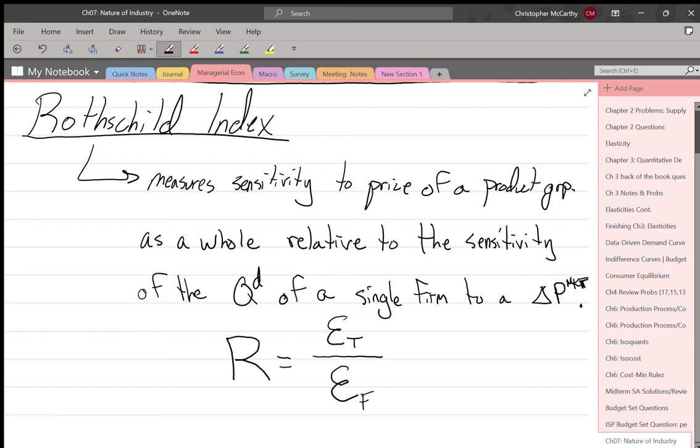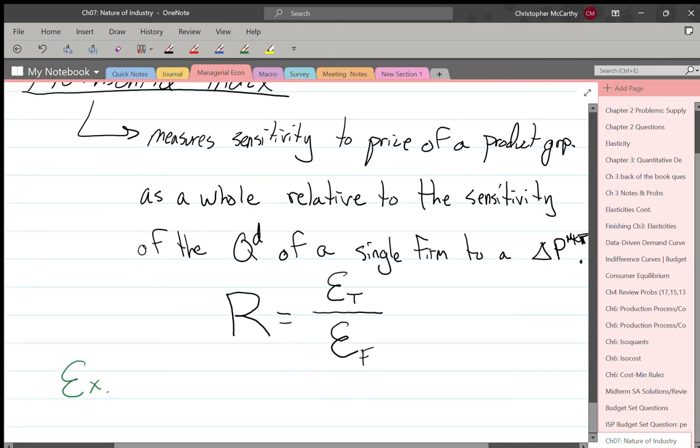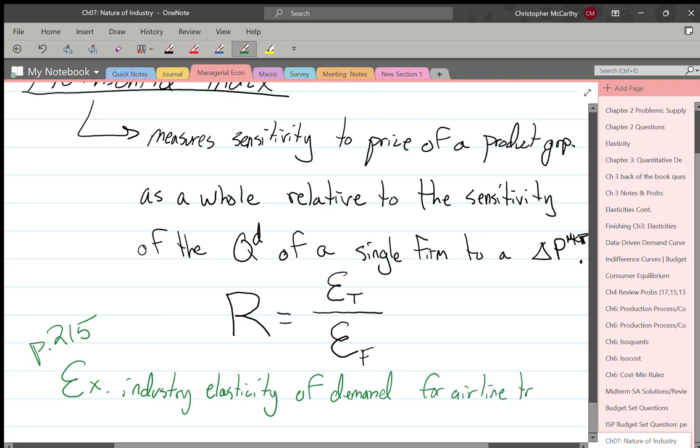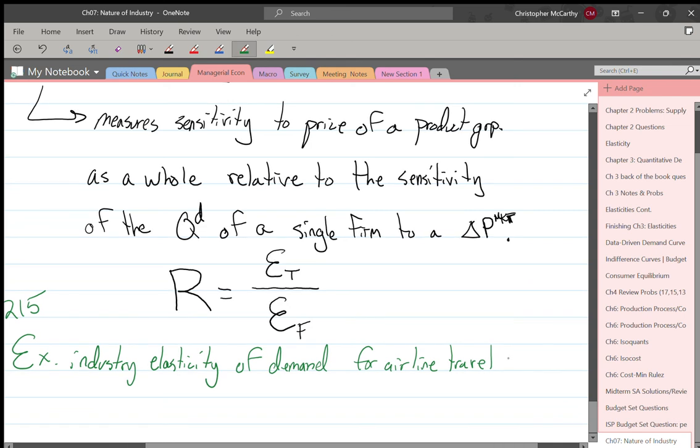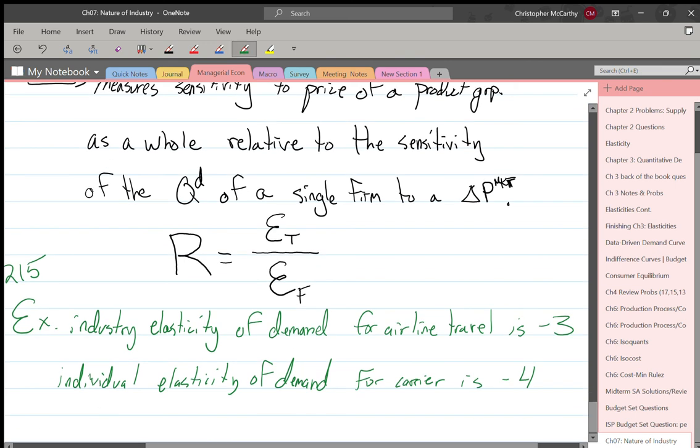We're told that the industry elasticity of demand for airline travel is -3. We're told that the individual elasticity of demand for a carrier is -4. What is the Rothschild index for the industry?